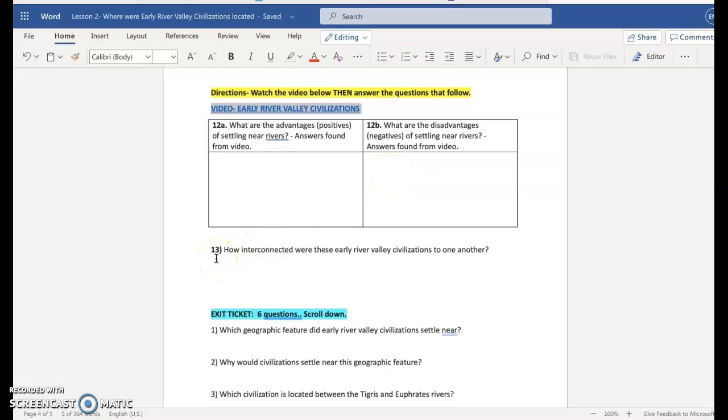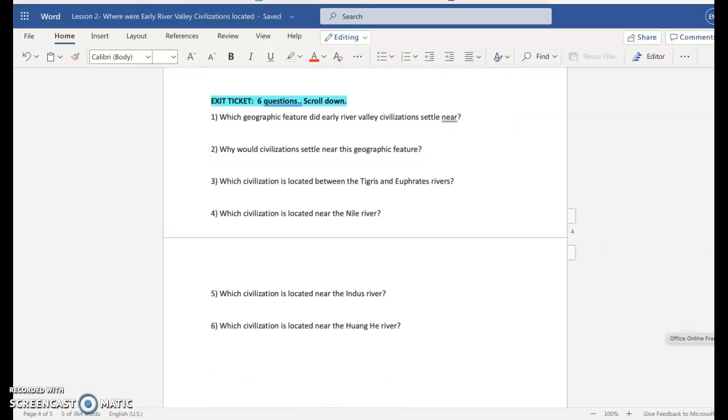And 13, how interconnected were these early river valley civilizations to one another? So we know in the map, it talks about 4 different early river valley civilizations. What do they all have in common? What brings them together? They don't all live on the same continent. They don't all live right near each other, but there's something that brings them all together. And what is that? And the very last section is your exit ticket.